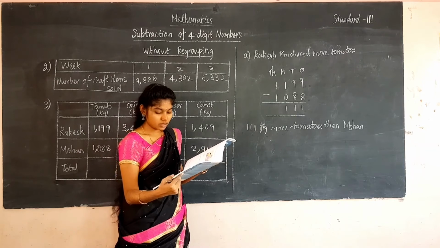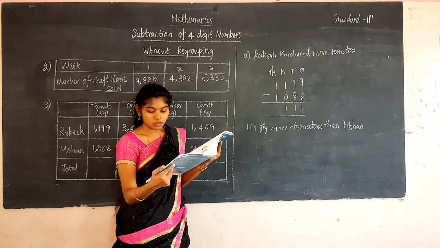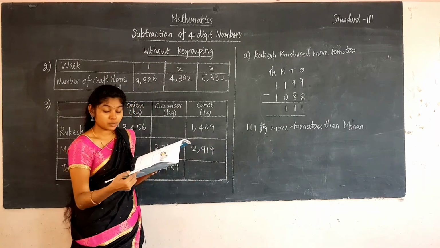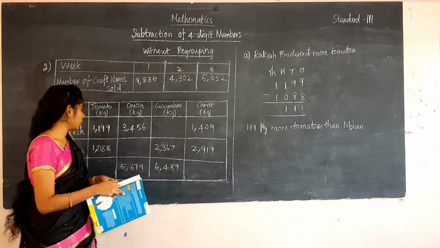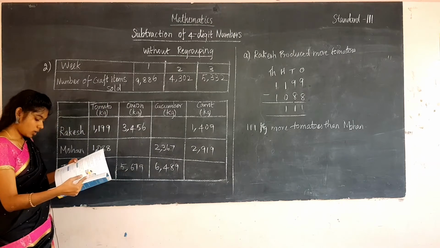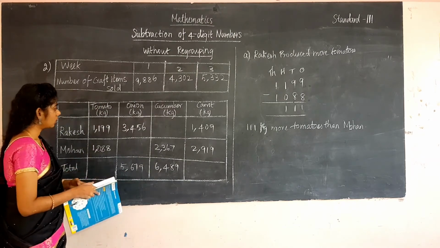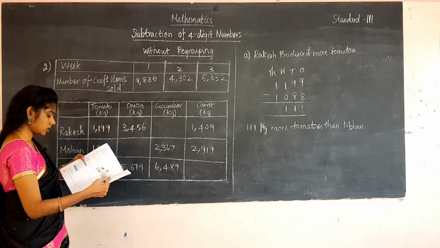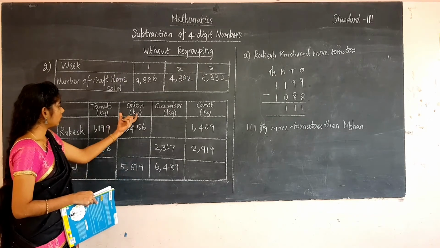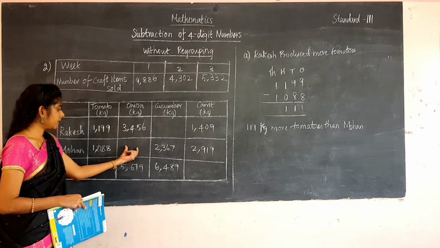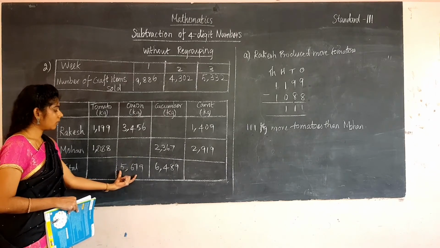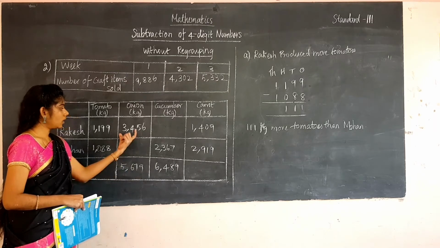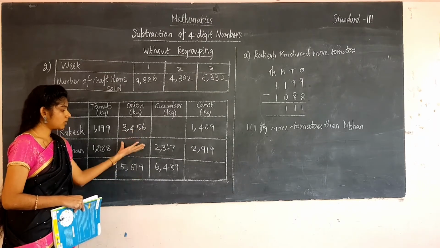And the next question is, how much onion is produced by Mohan's farm? Here, how much means the total number of onions produced by Mohan's farm. So where is it given? Onion is given here, and they have asked how much onion is produced. Here we have to find the answer. If they have given the total number, what we have to do is subtract this number from this number, then we will get the remaining part.